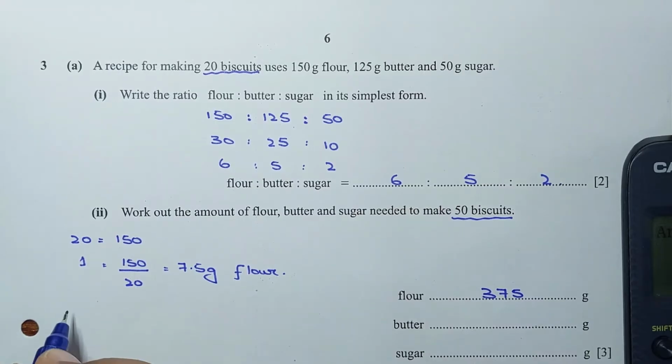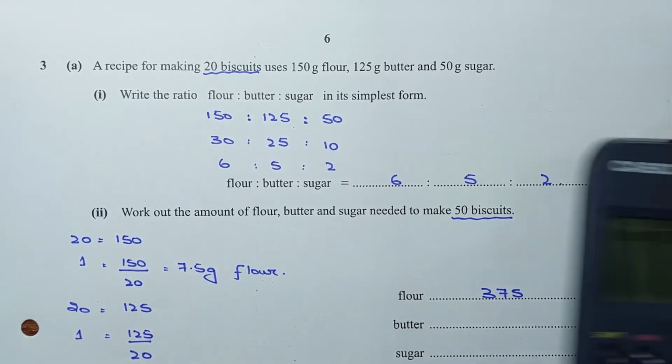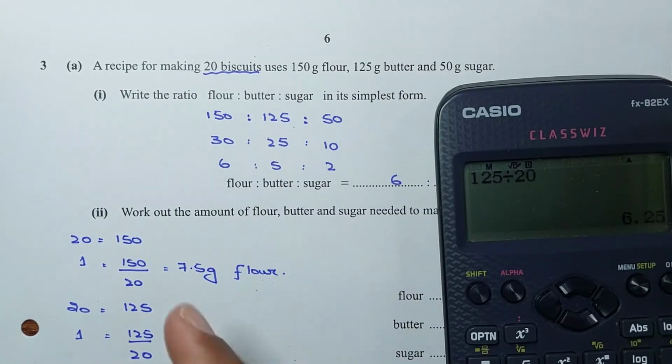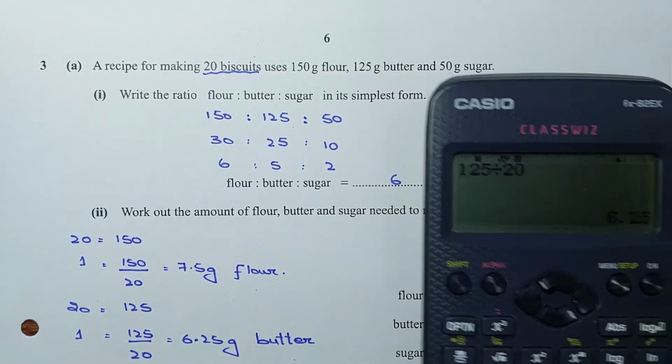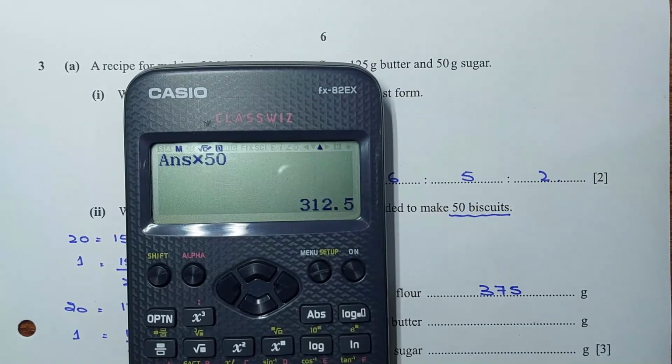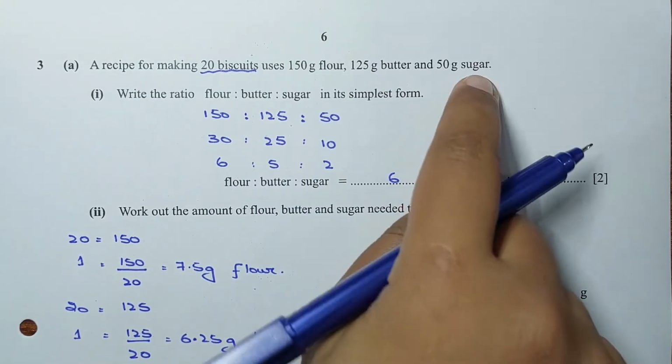Right? Now the same thing we have to do for butter. So for 20 biscuits, we need 125 grams of butter, and for one biscuit we need 125 divided by 20, which is 6.25 grams of butter. And for 50 biscuits, times by 50, which is 312.5 grams of butter. And the last thing is the sugar.